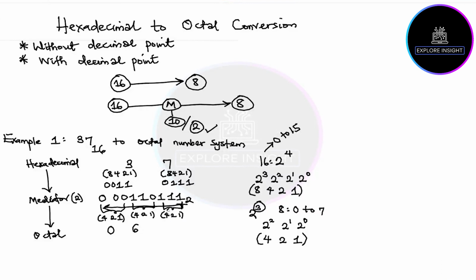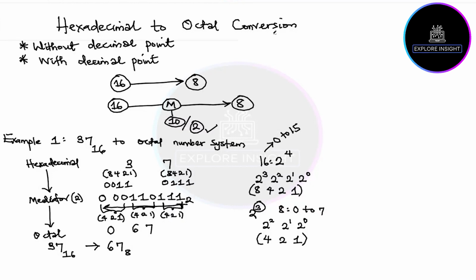Which one was turned on here? We have 4, 2, and 1. All of them were turned on. So 4 plus 2 plus 1 will give us 7. So what does that simply tell us? It tells us that if we want to convert 37 in the hexadecimal number system to octal, we are going to have 67 in the octal system.